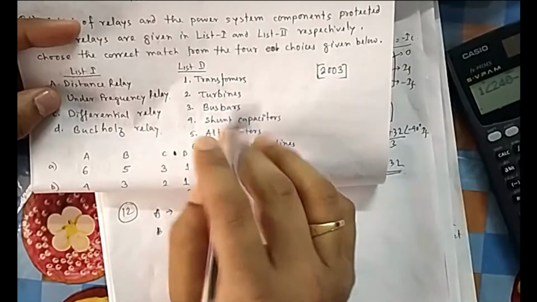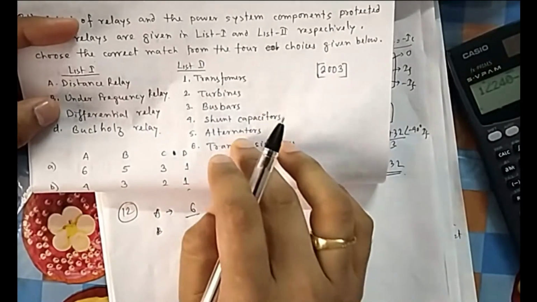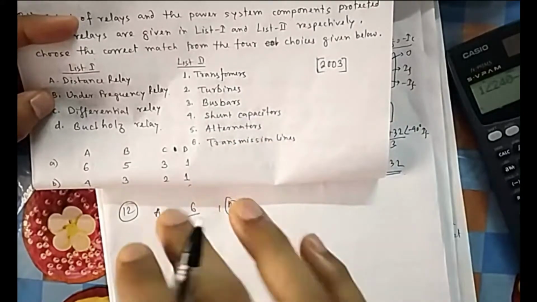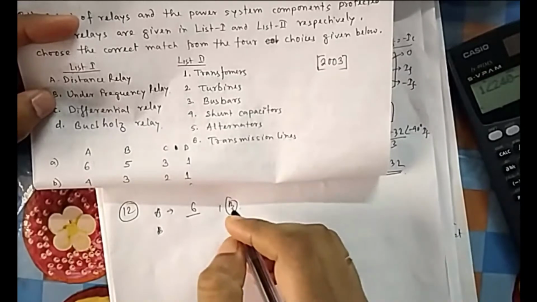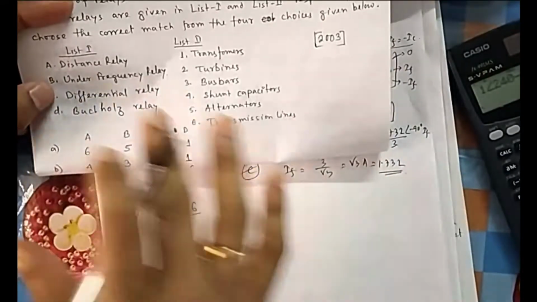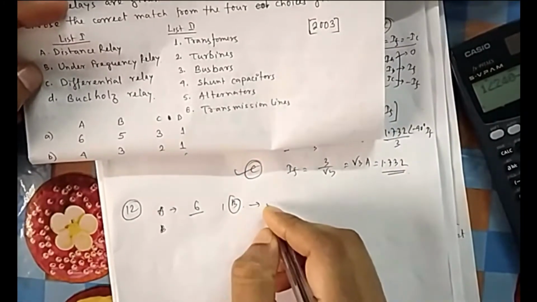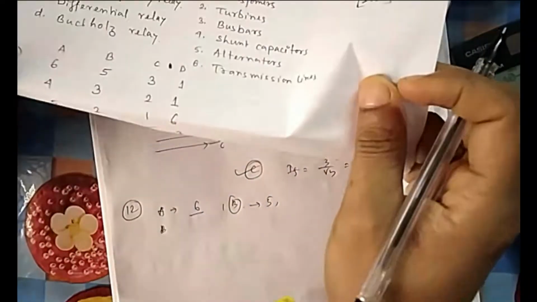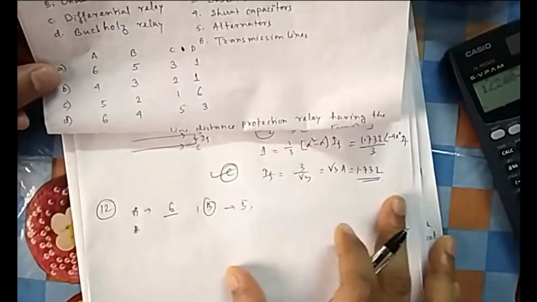Bus bar, obviously, is a concept of differential protection. Shunt capacitor, alternators. You can see alternators are the under frequency. If the frequency of the incoming voltage of the generator is not matched, it is not online, so we try to rectify that and bring it to the frequency. So obviously B will be with your 5. So with this you can find the option, I think option A is the correct answer, but still we will complete it.